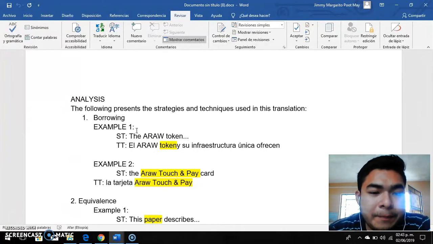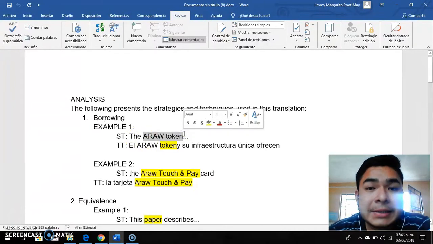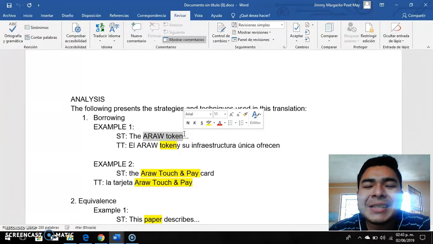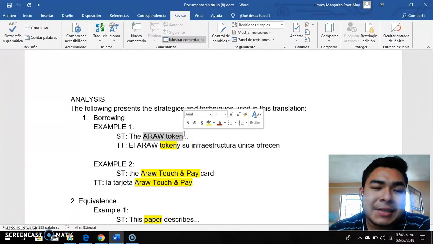The first example that I can talk about is about a route token. A route token is the name of the platform, the name of this system, ecosystem, and so I didn't translate the name. I just took the name, I borrowed the name, and I use it because it's the name of this platform. It wouldn't make sense to translate token. Token has a meaning in Spanish, but as it's its name, I didn't do it.